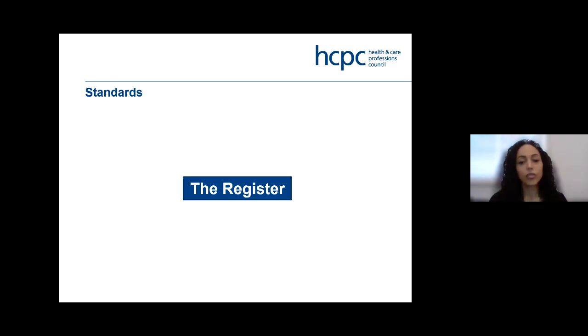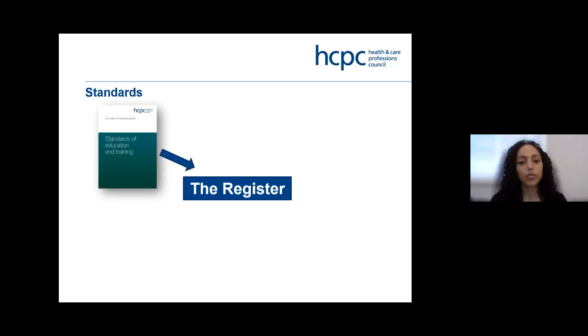So just moving on, I just wanted to talk briefly before we kind of get into the depths of CPD, just to explain what makes up our register. The register is made up of essentially 4 different standards. The first one being standards of education and training. If you study within the UK, in order to get onto the register and be registered with us, you would have to have done an approved programme. And these programmes within education providers do need to meet our standards of education and training.